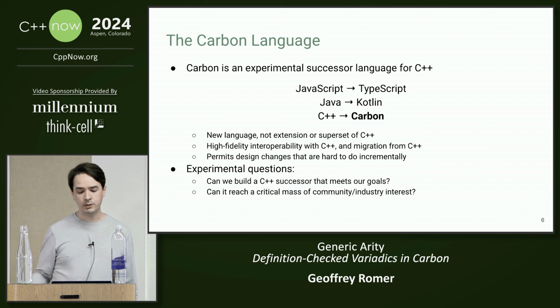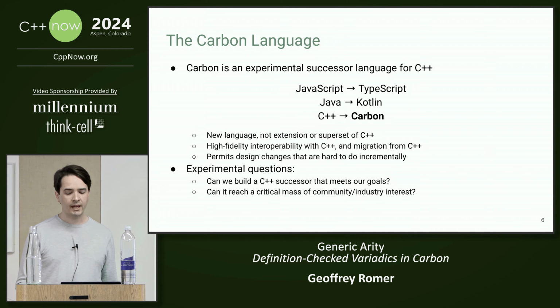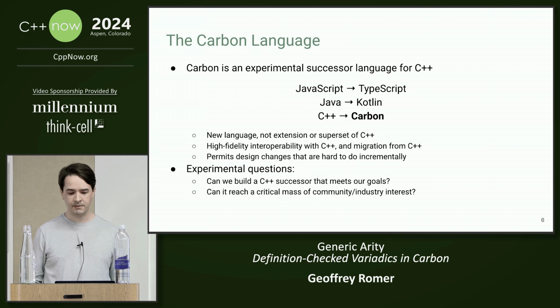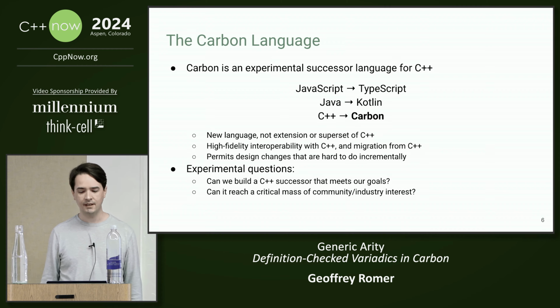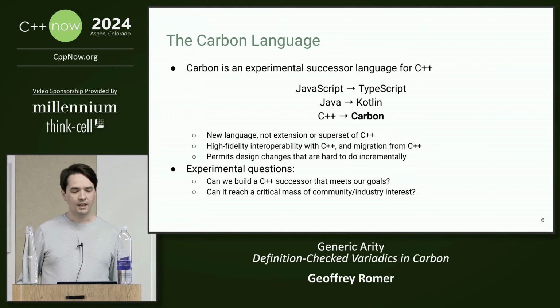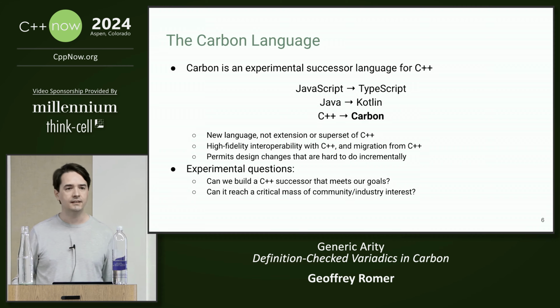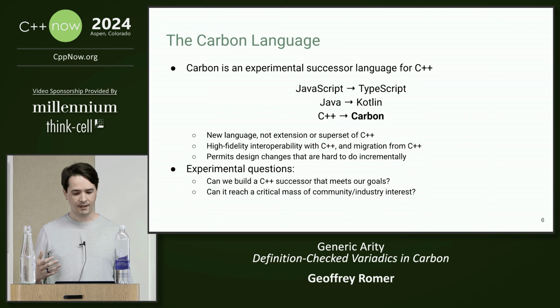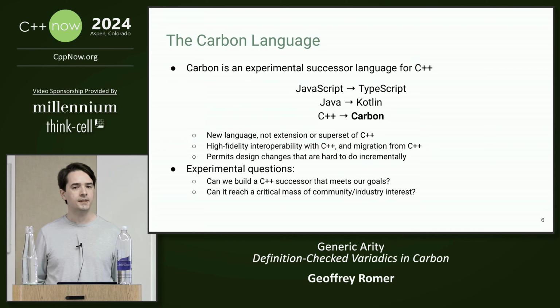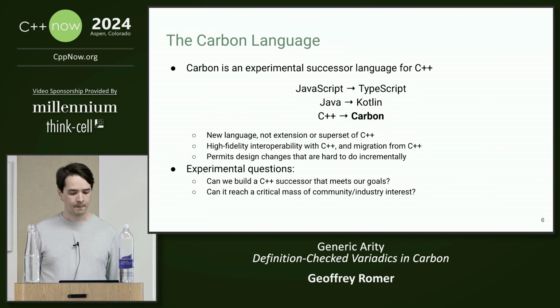So Carbon's an experimental successor language for C++. And successor language means that it has the same kind of relationship to C++ that TypeScript does to JavaScript, or that Kotlin does to Java. It's a new language, not an extension or a superset of C++. And instead, it targets high-fidelity interoperability with C++ and migration from C++. And that lets us explore design changes that are hard to do incrementally.